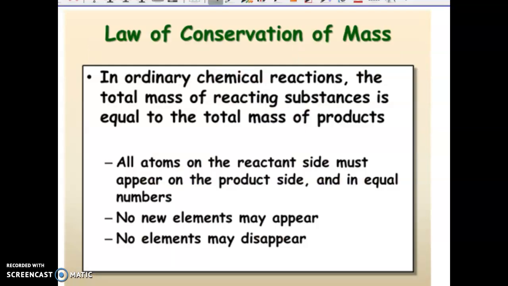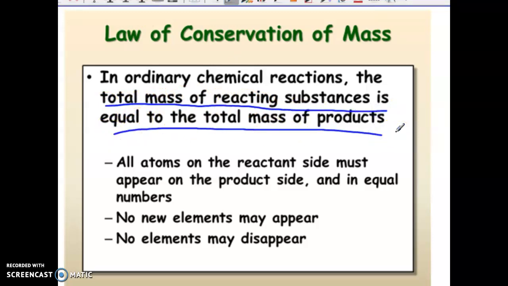The idea of writing out balanced equations actually comes from Dalton's original idea of the law of conservation of mass, meaning that atoms are not created or destroyed in ordinary chemical reactions. What that means is the total mass of whatever you start your reaction with has to equal the total mass of what you finish with. So the total mass of the reactants has to equal the total mass of the products.